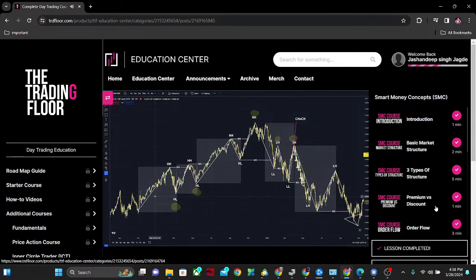If you remember what we discussed in premium and discount theory, if you are in a bull market, you only want to buy when price is in a discounted zone. So of that move, below 50%. And in a bear market, you only want to sell in areas of premium. So 50%, just the top half, only when you're selling.